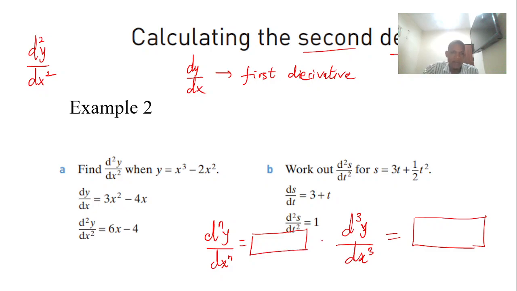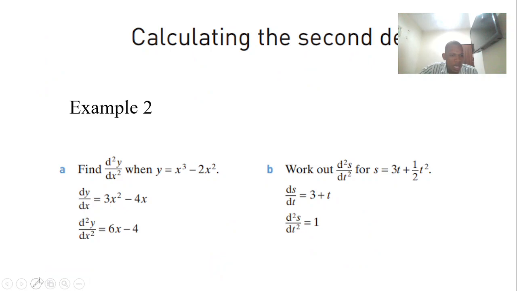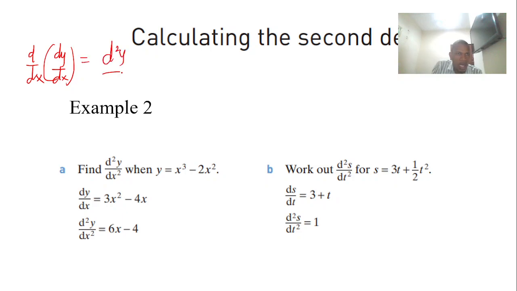Very important. Now d squared y over dx squared, that is called the second derivative, and I'm differentiating twice. So basically it's like I am differentiating my dy over dx. This is it, and this gives us d squared y over dx squared. So I'm differentiating my first derivative again, and I'll get this. Now let's see how it works.